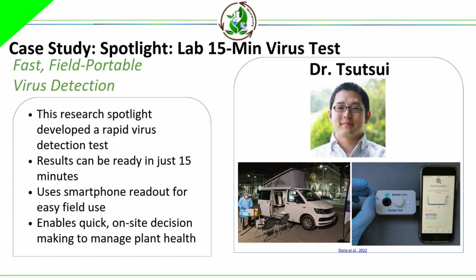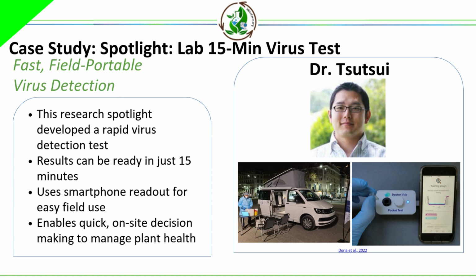That makes it practical not just for researchers, but for farmers and ag technicians working in remote or underserved areas. This kind of tool supports real-time decision-making. Instead of waiting days for lab results, growers can test plants directly in the field, spot infections early, and act quickly to remove or manage infected plants before a virus spreads through a whole block. What's especially exciting is that this platform was originally developed for SARS coronavirus 2 and is now being adapted for plant viruses, showing how innovations in human health can cross over into agriculture.